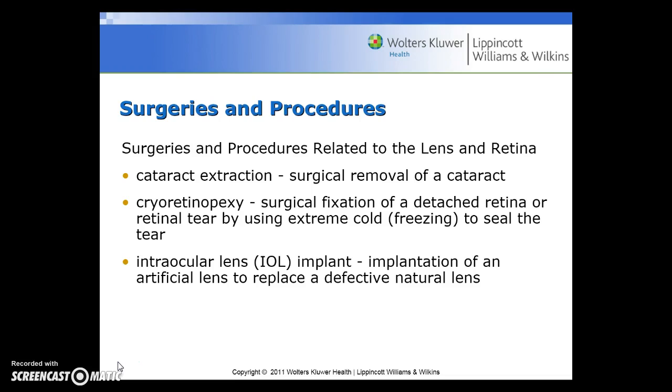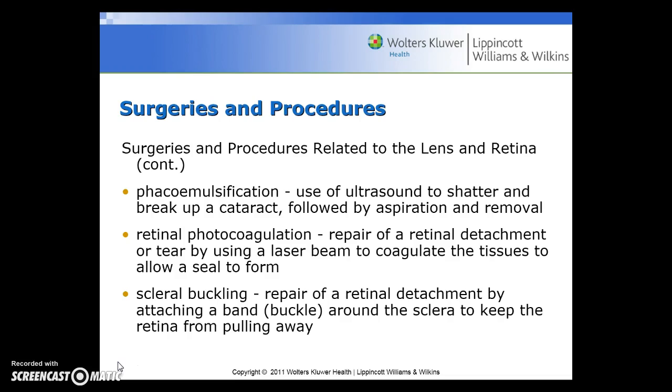Cataract extraction, that's the surgical removal of a cataract. Cryoretinopexy is the surgical fixation of a detached retina or a retinal tear by using extreme cold freezing to seal the tear. An IOL, which is an intraocular lens implant, and that's the implantation of an artificial lens to replace a defective natural lens.